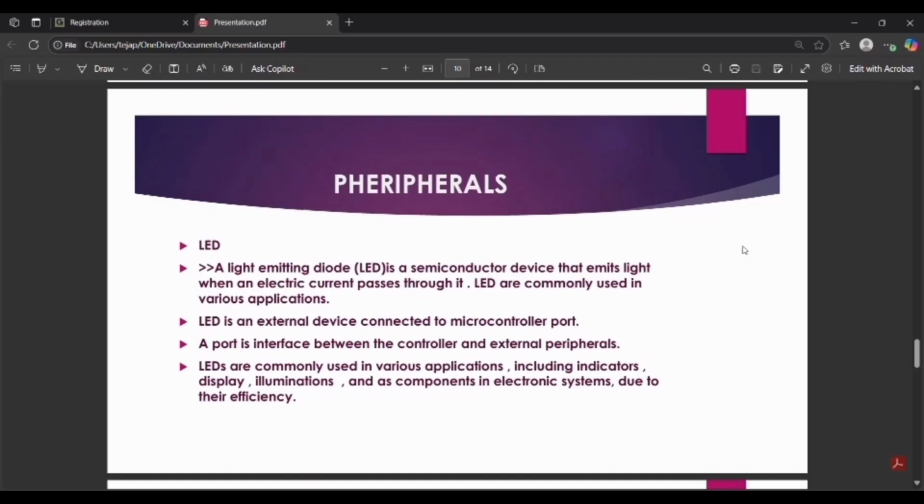LEDs are commonly used in various applications. LEDs are very useful.